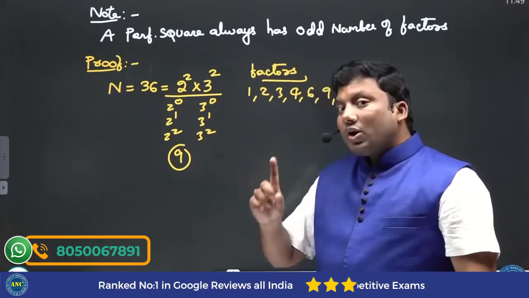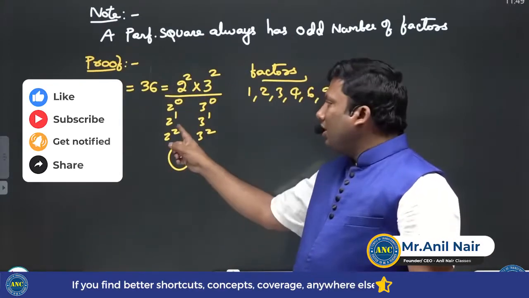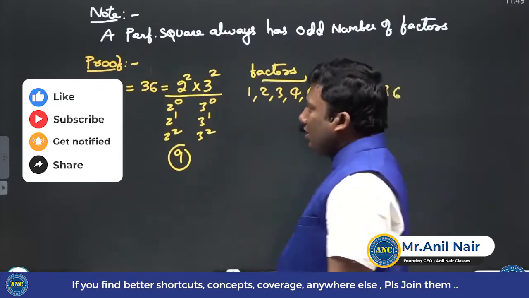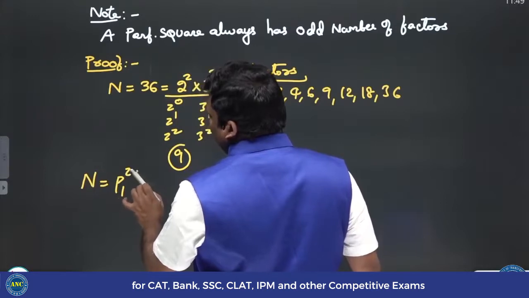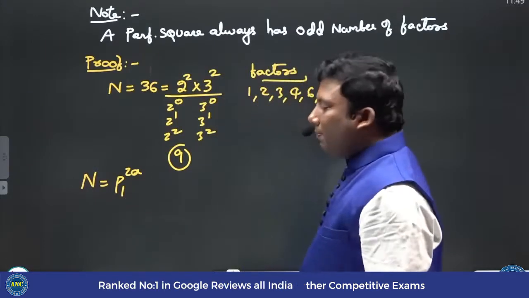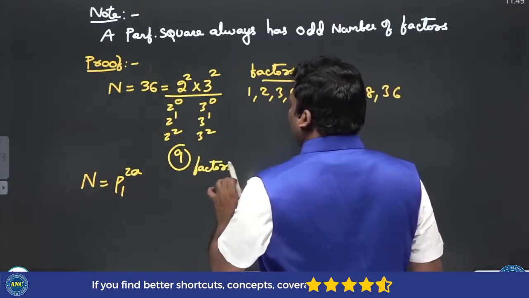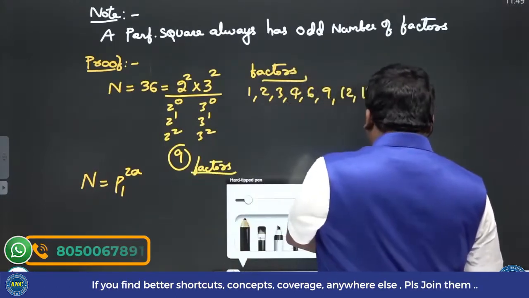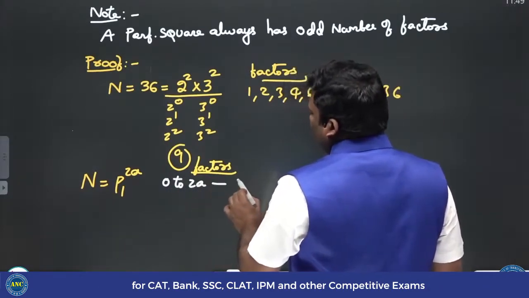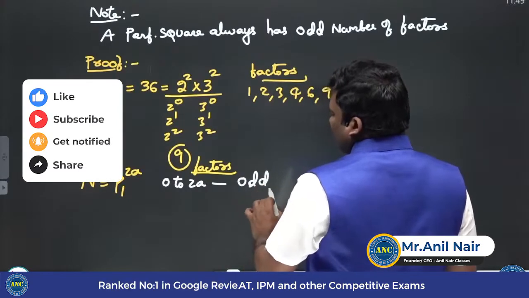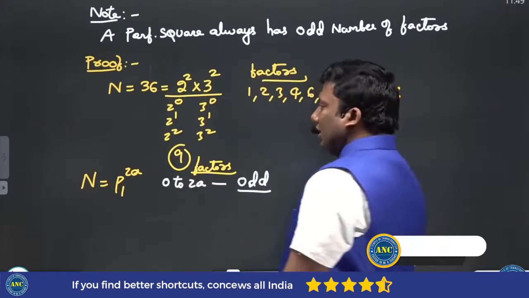In a perfect square, the power will always be an even number. So 0 to even, I will get odd. Next, suppose I do it with a single prime base, P1 power 2a. What will be the factors for P1 power 2a? The powers go from 0 to 2a. 0 to even is odd. So with a single prime base, how many factors will there be? Odd.